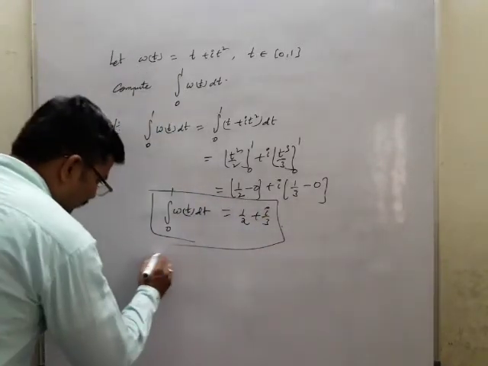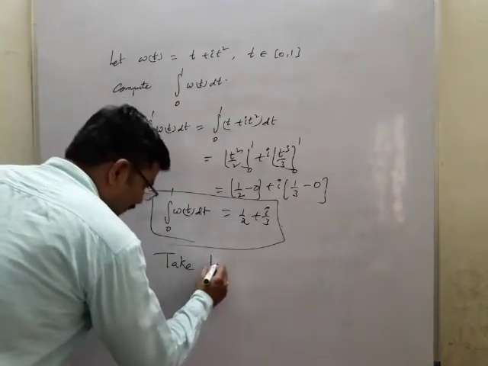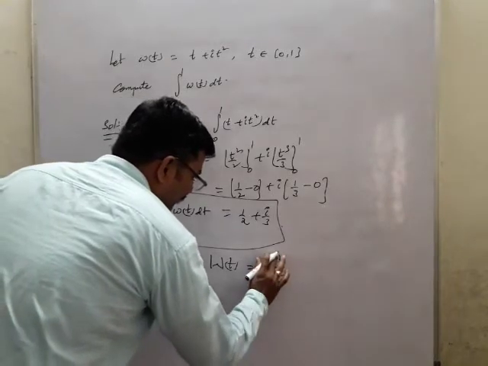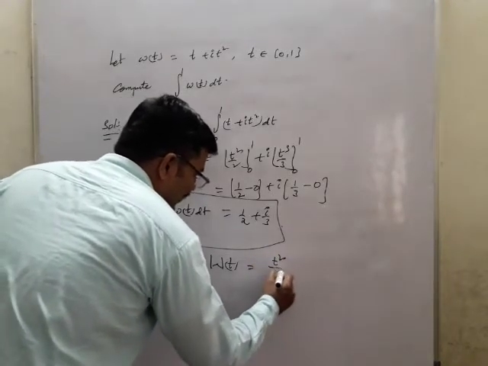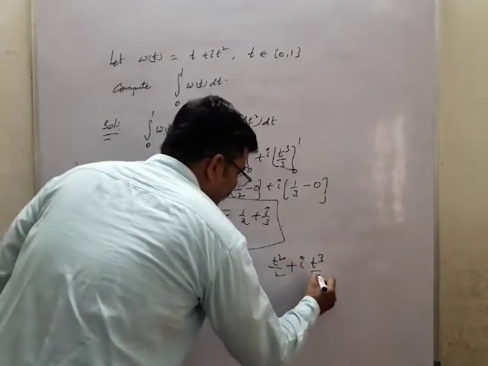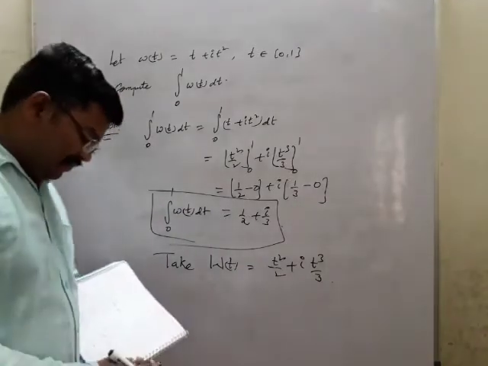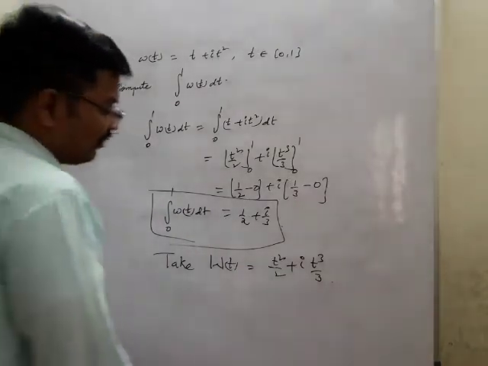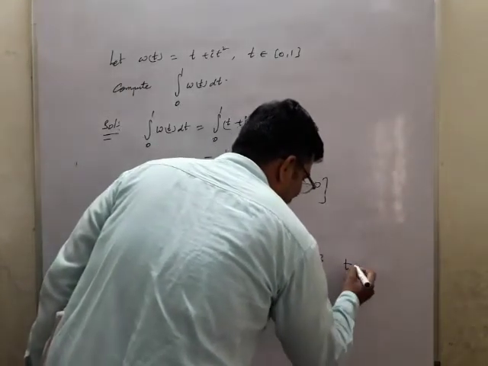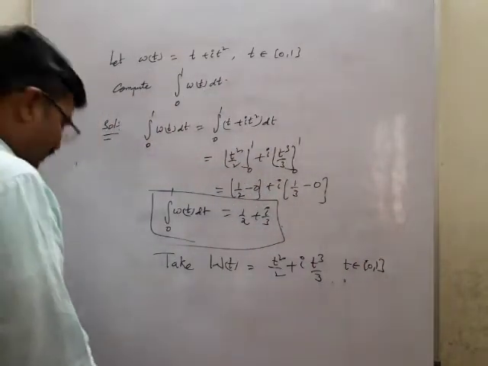We'll take the fundamental theorem of calculus now. So we'll assume that the capital W of t is equal to t square by 2 plus i into t cube by 3, where t belongs to 0 comma 1. But this is what we have.